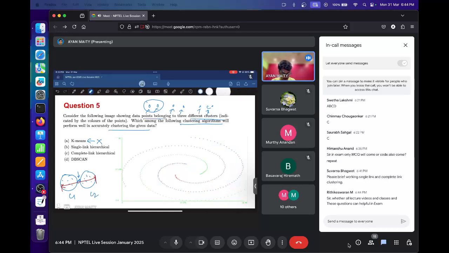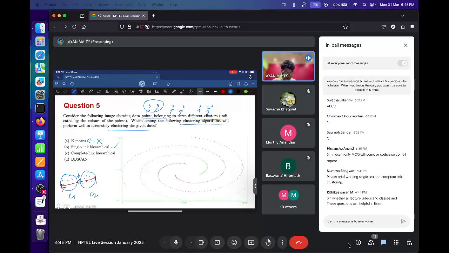Then the second option is single link hierarchical. So single link hierarchical would be able to find out because each data point initially would be in its own cluster. So if there are n points, it would start with n distinct clusters. Then it would start merging the closest clusters like this. Then it would merge the bigger clusters like this. Finally, it would merge this whole spiral, and it would form one cluster. So single link would be able to find out these clusters, so option B, single link hierarchical, can do that.